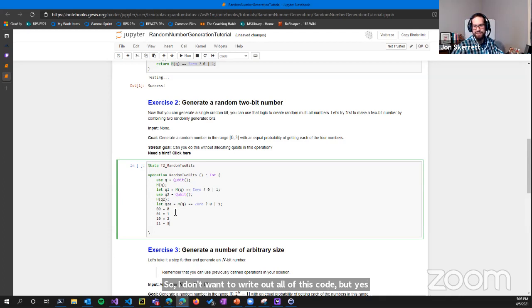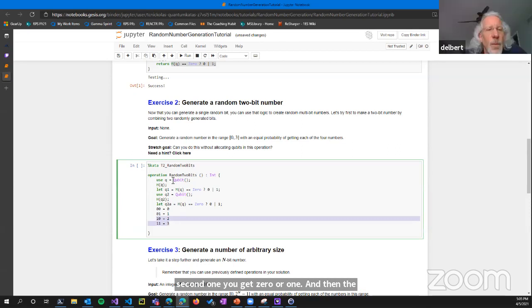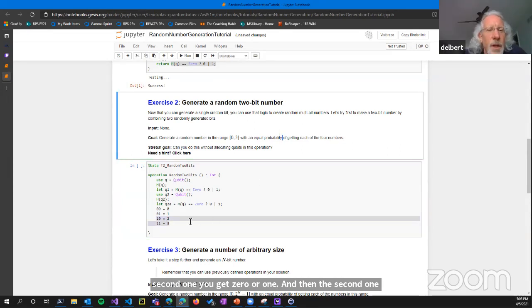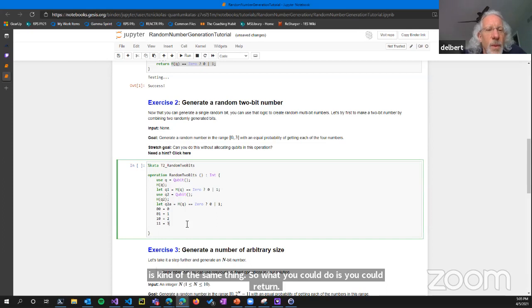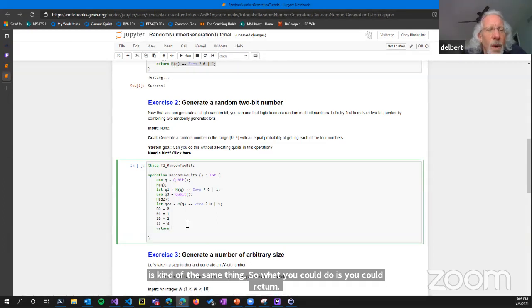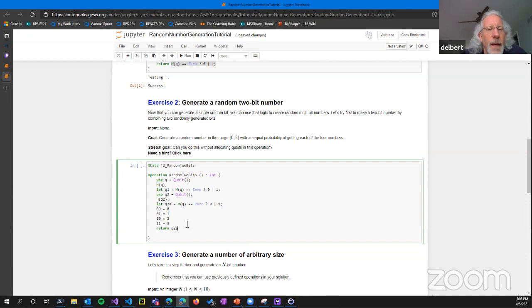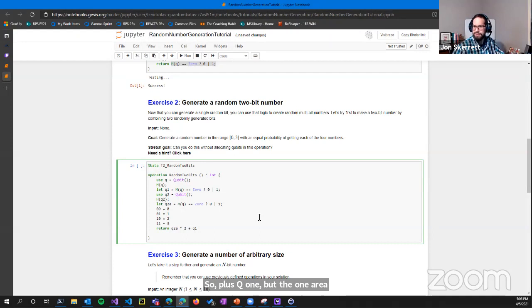You can look and see that if the first one's a 0, you can either have a 0 or 1, and then you measure the second one, you get a 0 or 1, and the second one is kind of the same thing. So what you could do is return Q2A times 2 plus Q1. And that'll give you an integer, because the test is expecting an int to come back. There we go. That should do it.